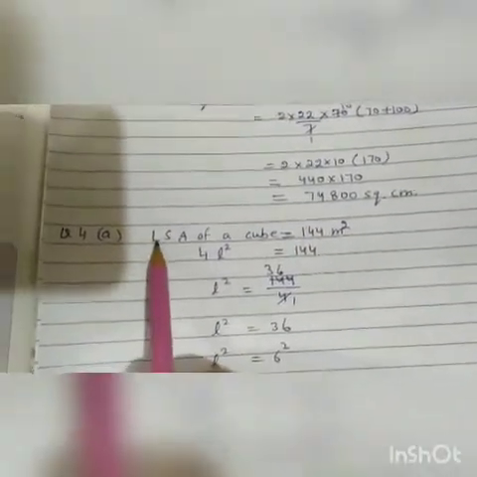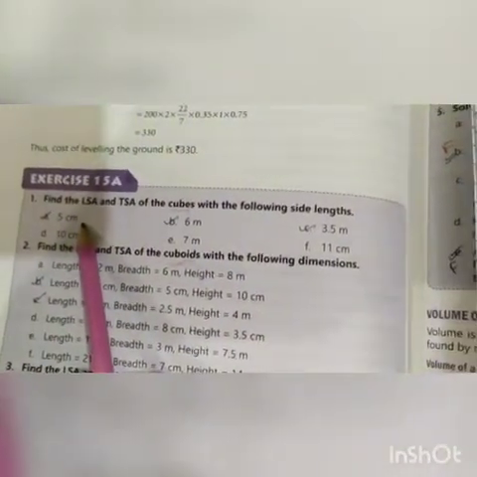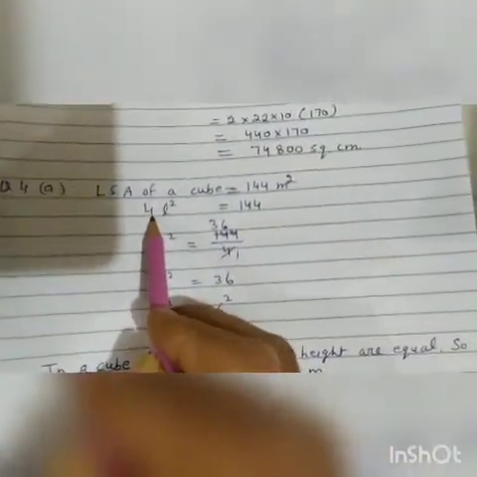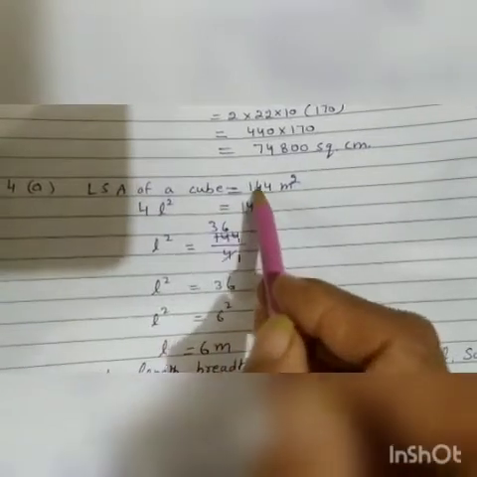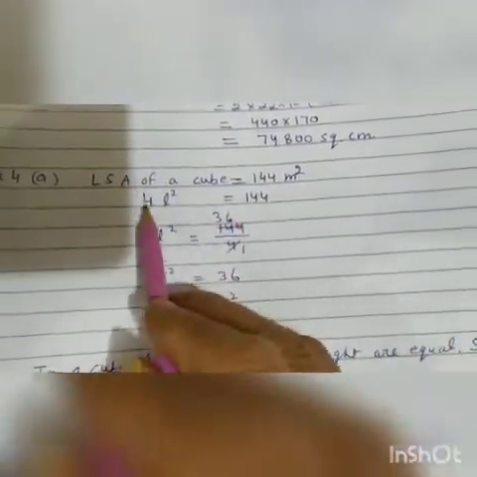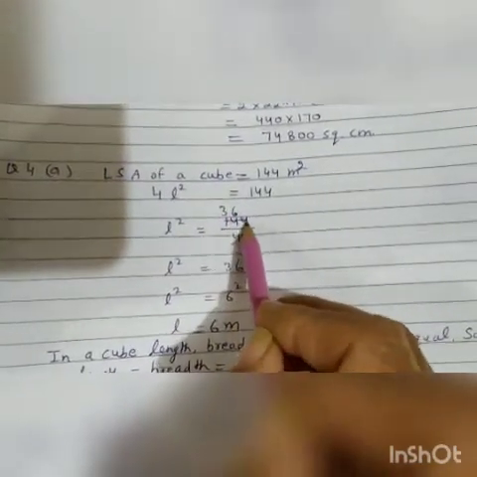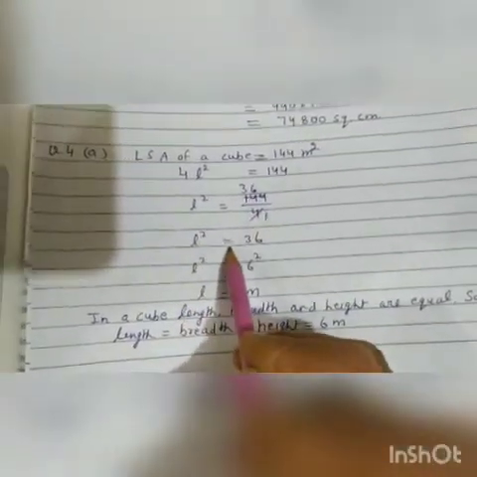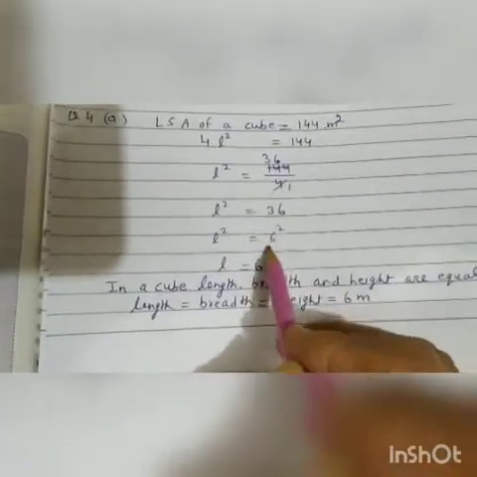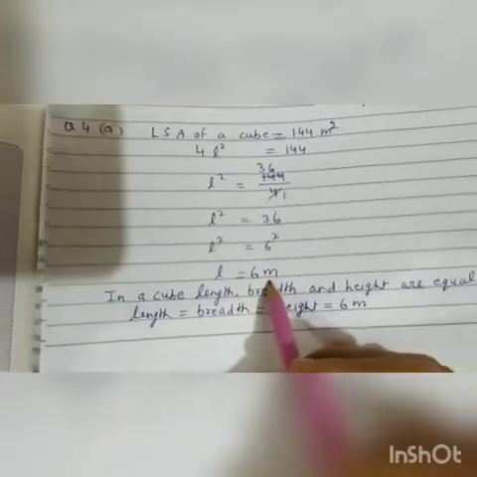And what is the formula to find the lateral surface area of a cube? In the first question I told you it is 4L square. We will write its formula below. That is 4L square equals 144. Then L square is equal to 144 upon 4. 4 1s are 4, 4 3s are 12, 2 remainder 24, 4 6s are 24. L square is equal to 36. 36 is the square of 6. 6 square, square cancel. L is equal to 6 meter.